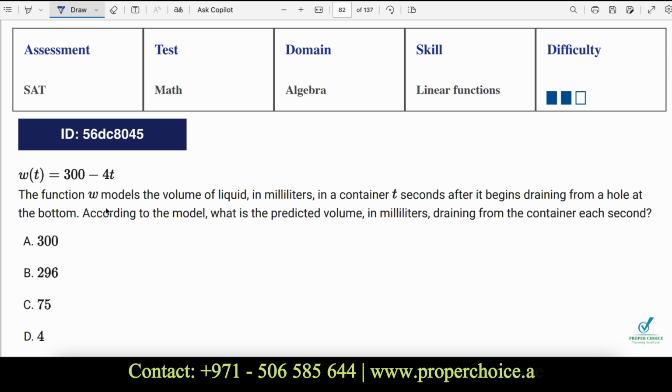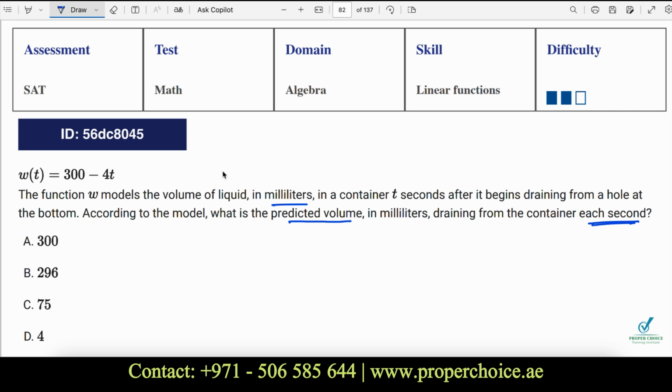The function W models the volume of a liquid in milliliters in a container t seconds after it begins draining from a hole at the bottom. According to the model, what is the predicted volume in milliliters draining from the container each second? It's basically the predicted value draining from the container each second. It's basically the rate of draining per second.